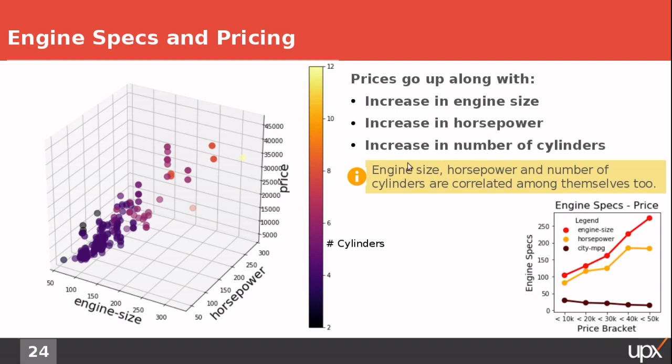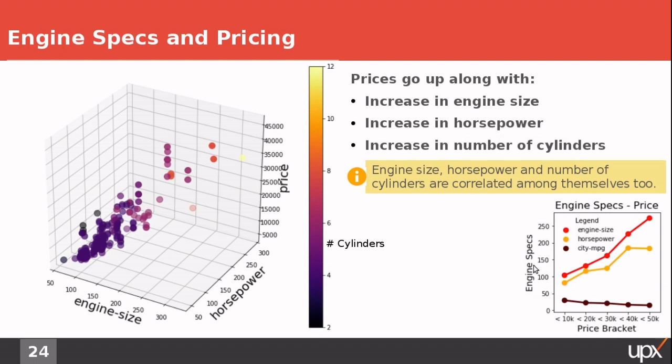Other thing to note here is that all these parameters are correlated with each other too. They are not only correlated with the price, they are related with each other itself. For example, as the number of cylinders goes up, the engine size goes up. As the engine size goes up, the horsepower also goes up. So these are all interrelated and correlated as well.